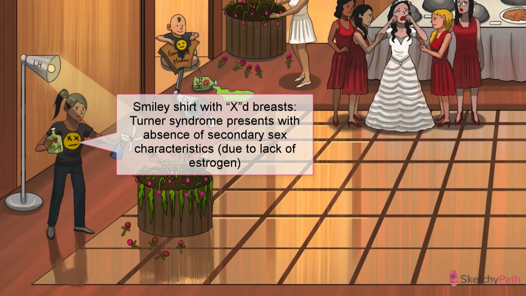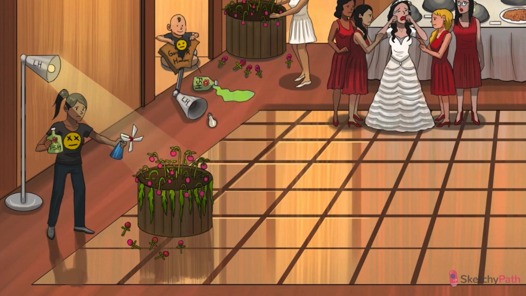Girls with Turner syndrome are given estrogen in order to stimulate secondary sex characteristic development, as well as normal menstrual cycles. Other symptoms of Turner syndrome include short stature, webbed neck, and widely spaced nipples. Check out our upcoming sketch on chromosomal disorders for a more detailed discussion.